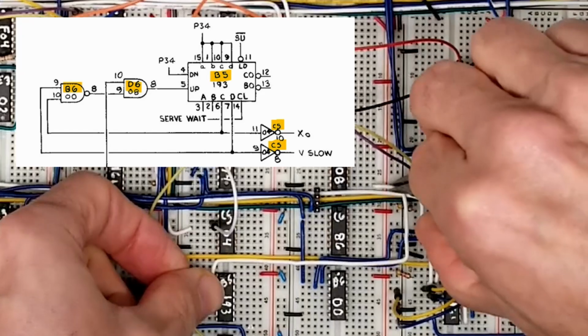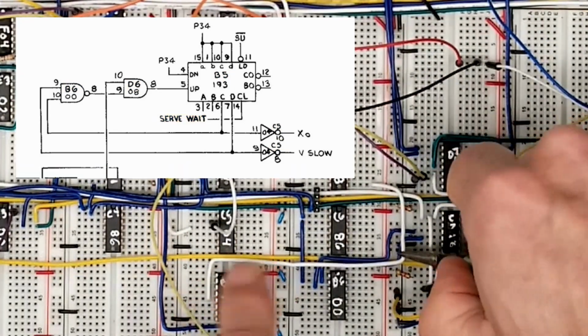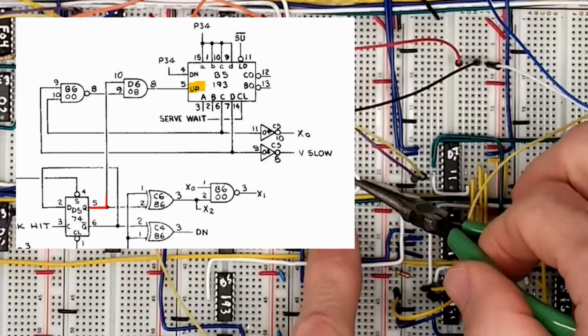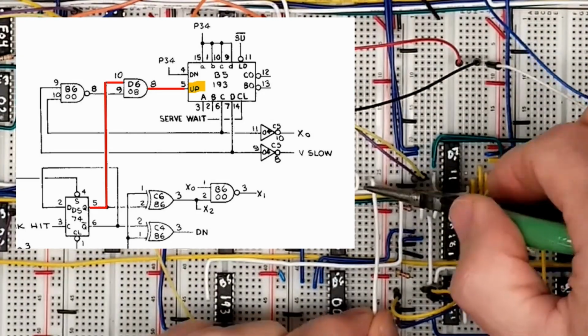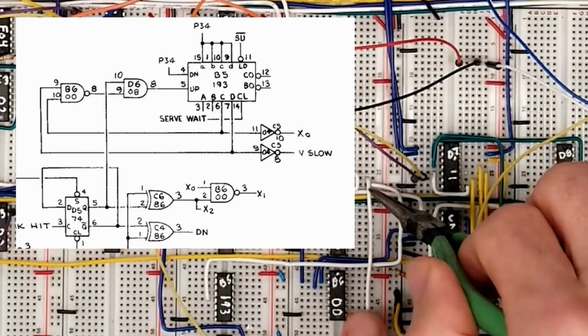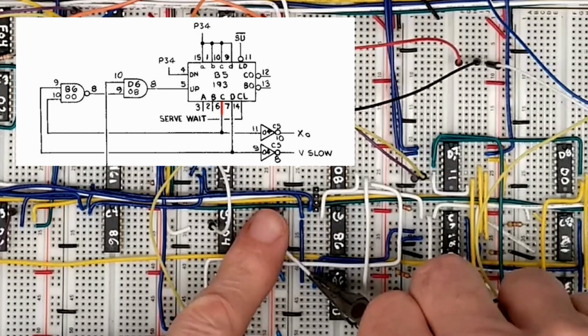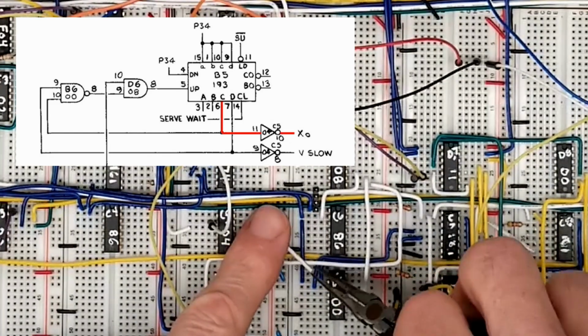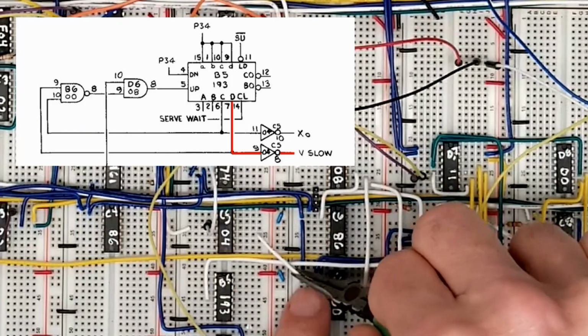You can see that the counter is reset when waiting to serve, and it counts up every time the ball direction switches towards the top boundary. This happens when the ball hits the paddle or hits the back side of a brick. The counter's A and B outputs are unused. The inverted C output generates X0, and the inverted D output generates V slow, which is used in the Y motion control.